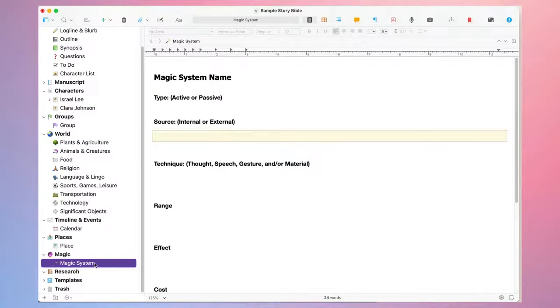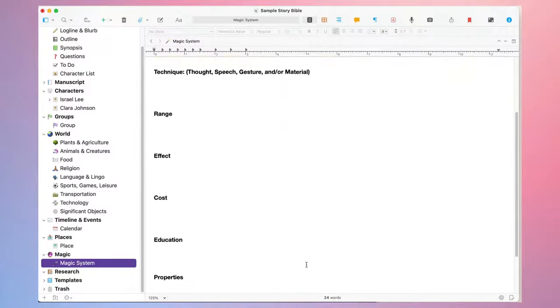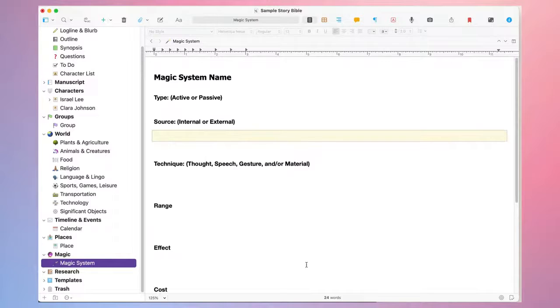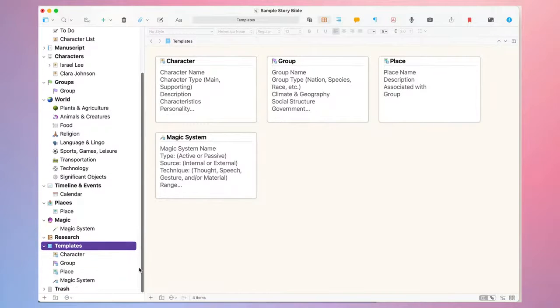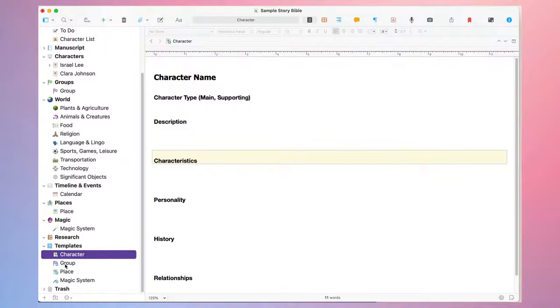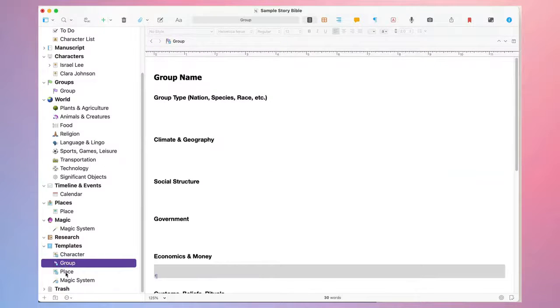I do have a magic system template that I use for creating new magic systems for my fantasy novels. And then there are the default Scrivener research, and this is actually where you can create additional templates in the templates folder that you can use for different pieces of information. So you can make your own structure inside of this program. And that's one of the reasons why I like it so much.